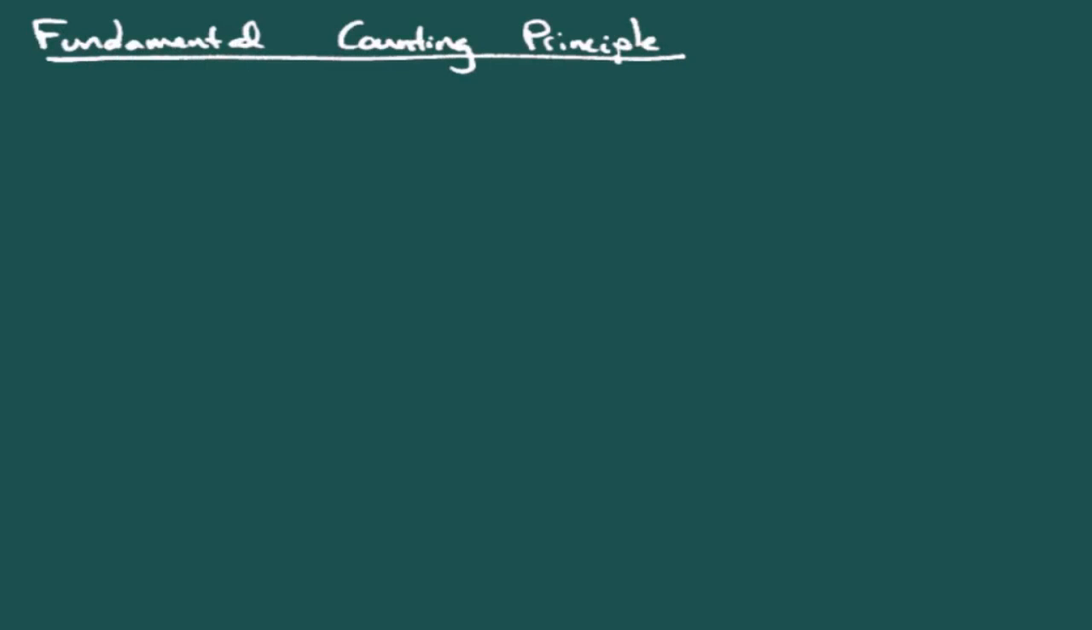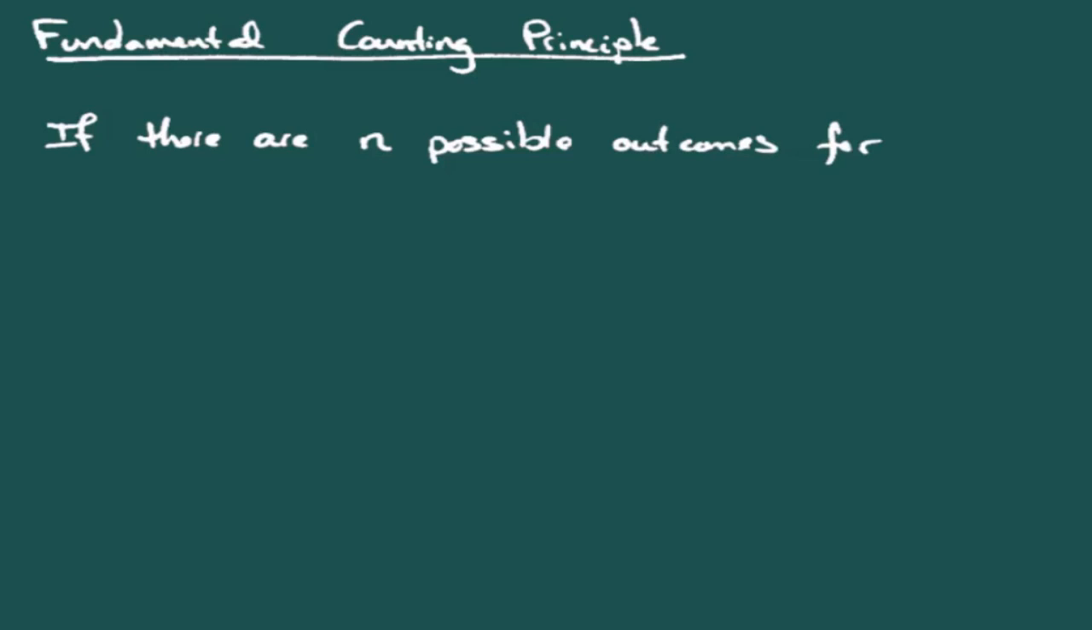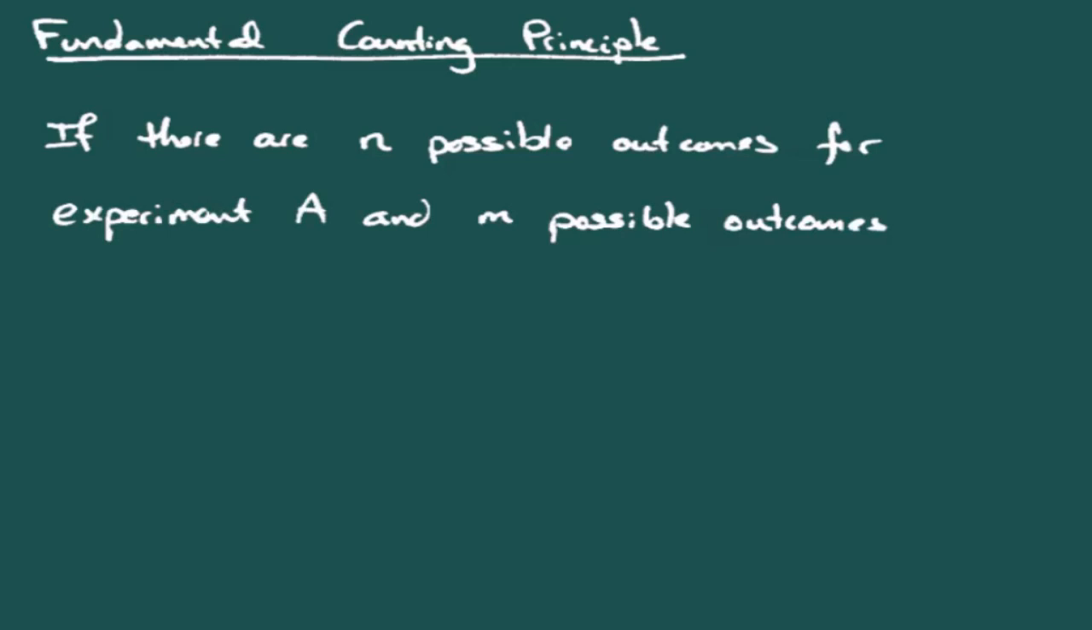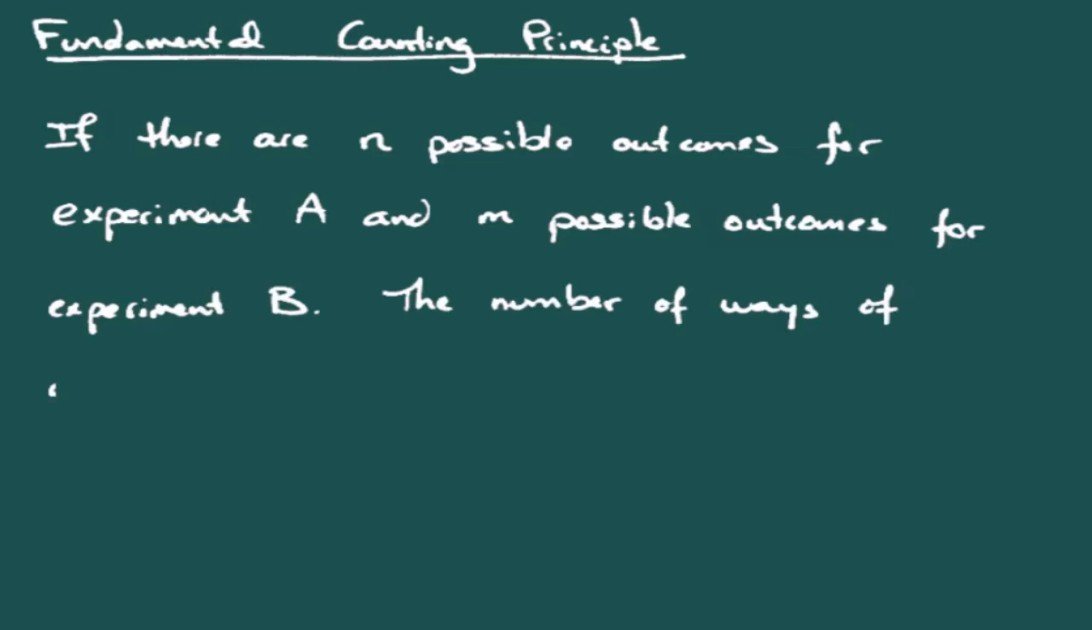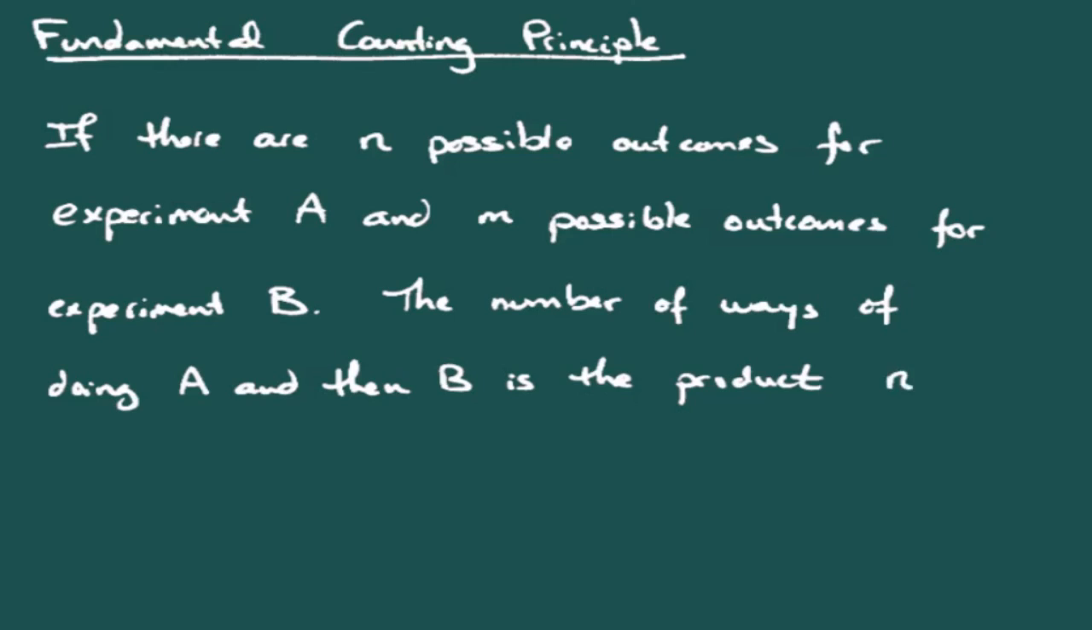So what the fundamental counting principle says is that if there are n possible ways of performing one experiment A, and there are m possible ways of performing experiment B, then if we do those experiments together, first we do A, then we do B, the total number of ways for the new experiment is going to be the product of the number of ways for each individual experiment. And so let's see how that applies to the situation we just encountered.